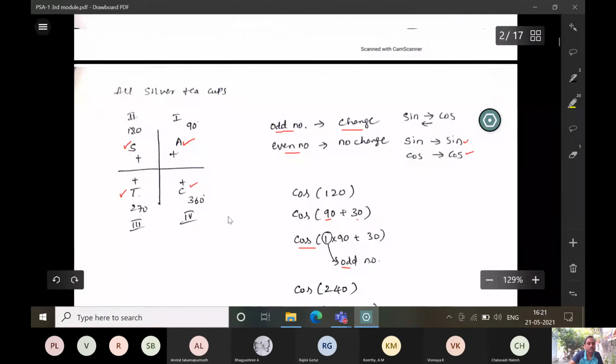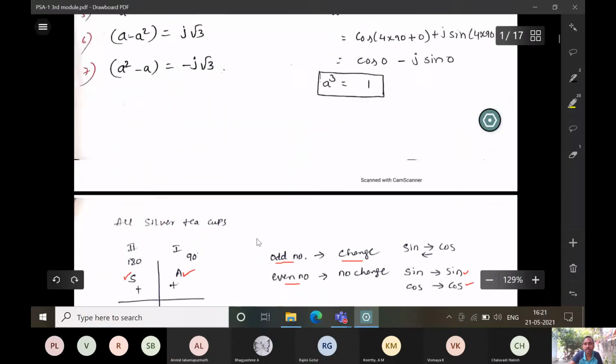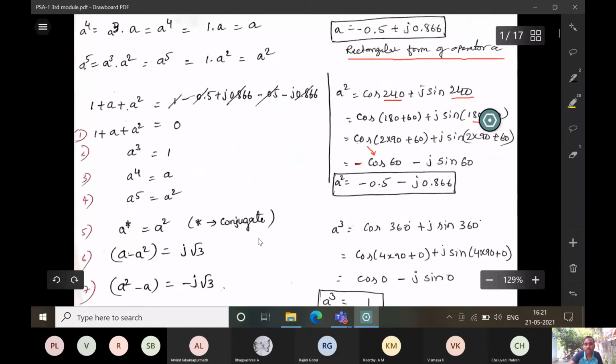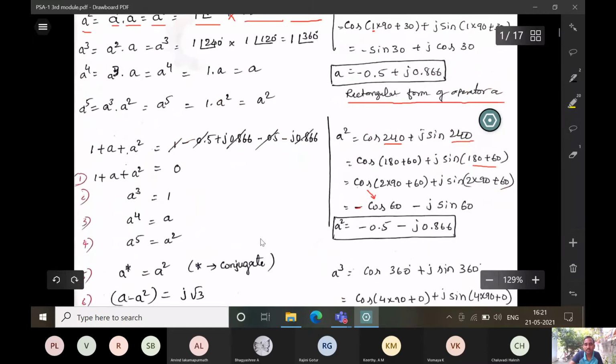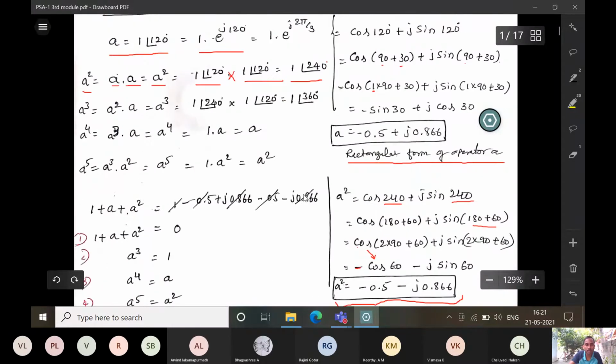Okay, 180 to 270. So only tan is positive and the remaining will be negative. And plus j sine of 2 into 90 plus 60. Do this and you will get minus cos 60 minus j sine 60. This gives minus 0.5 minus j 0.866. So this is the rectangular form of operator a square, right?